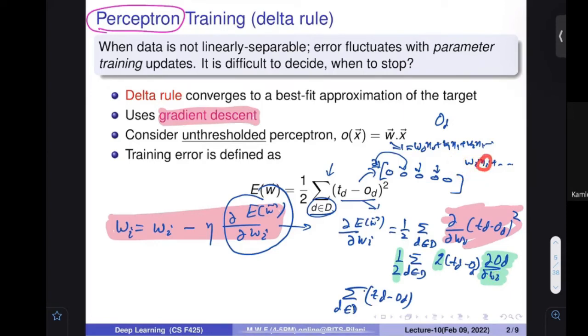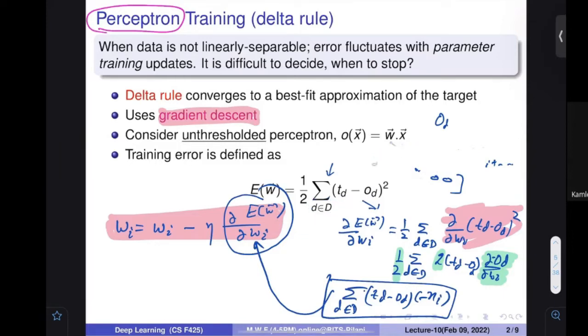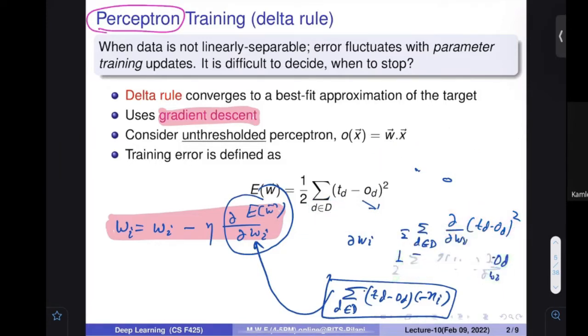So what remains? xi. I think I missed this minus sign because of minus OD. Okay, this was the minus OD. So minus of xi remains over here. This is the derivative. So you can put this thing into this, eta times this particular quantity. So let me clear the clutter and give you this idea of how we can write this particular equation.